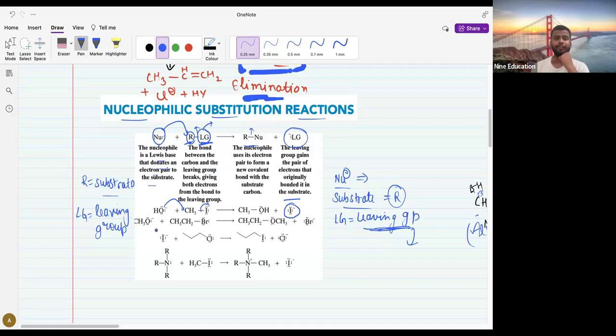Understanding or not? Let's take an example in which we have CH3O minus. This CH3O minus, the methoxide ion, will come and attack this carbon and remove Br minus.